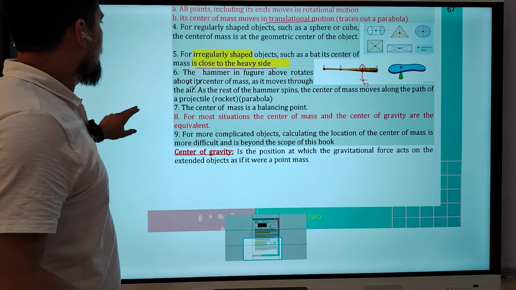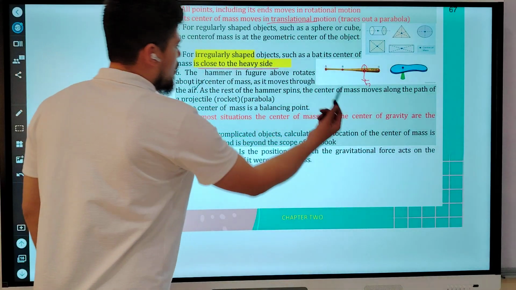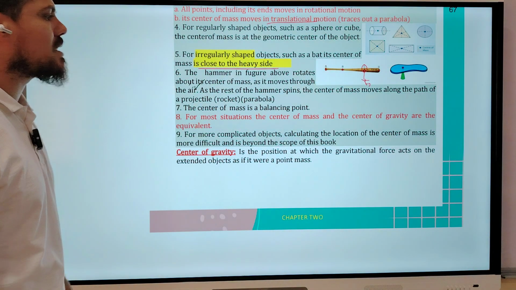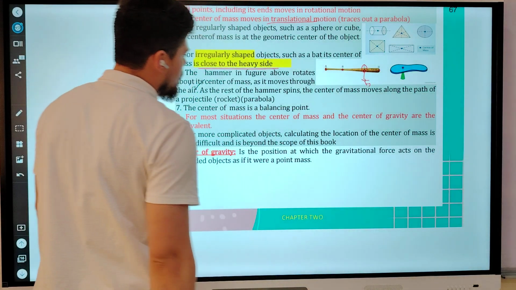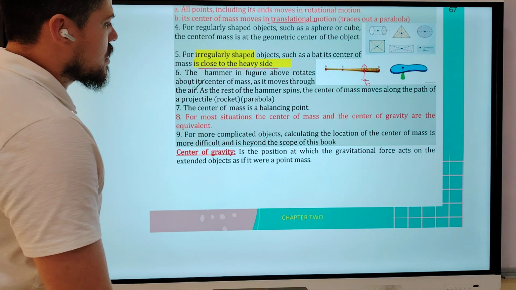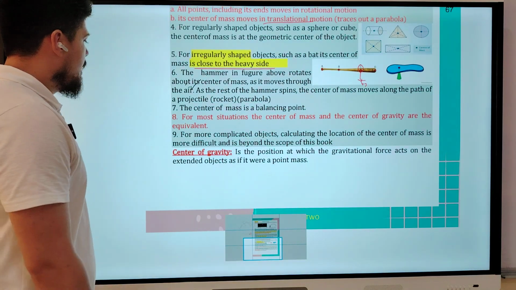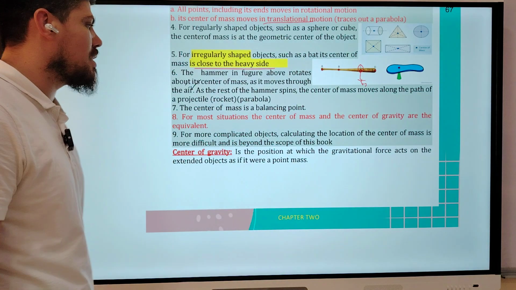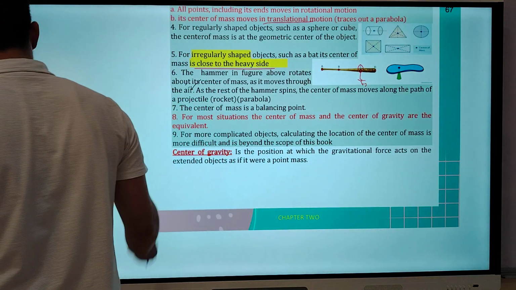For most situations, the center of mass and the center of gravity are equivalent, or the same. For more complicated objects, calculating the location of the center of mass is more difficult and is beyond the scope of this book. We will not study the irregular shape in detail, so we focus only on regular shapes. The center of gravity is defined as the position at which the gravitational force acts on the extended object as if it were a point mass.